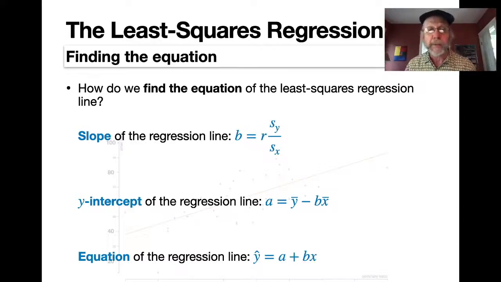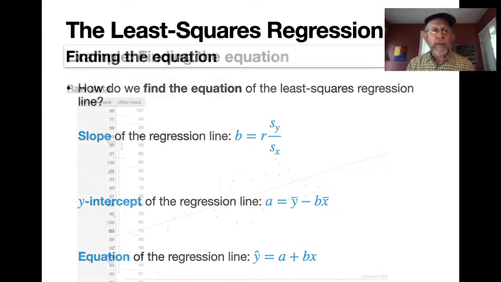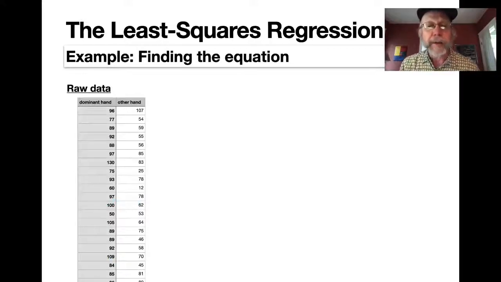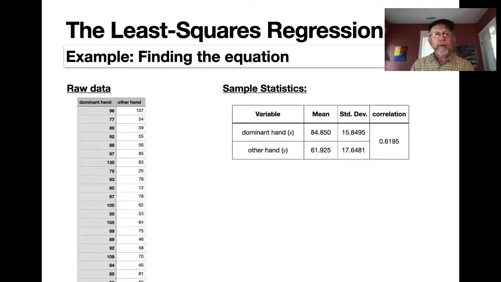plus bx. So for example, for this data that we've just looked at, and there were 40 data points in it, the little table there just shows you the first few of them. But you would take all that data and you would extract the sample statistics. And those are what's shown in this table. So for both the dominant hand and the other hand, for both our x and y data, we would calculate the means, the standard deviations, and the correlation between the two data sets.